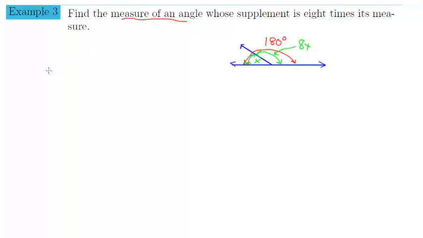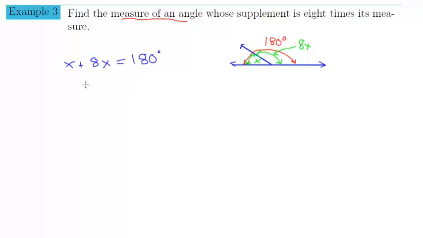Find the measure of an angle whose supplement is 8 times its measure. What do we know about our picture? We know in our picture that the measure of angle x plus the measure of angle 8x adds up to give us 180 degrees because those 2 angles are supplementary. And that's the equation we need.